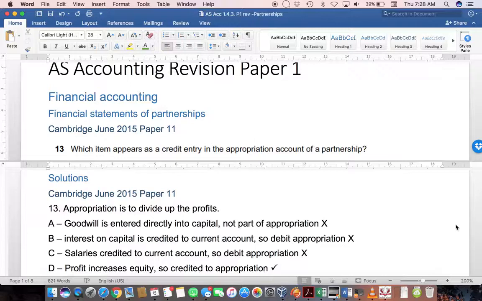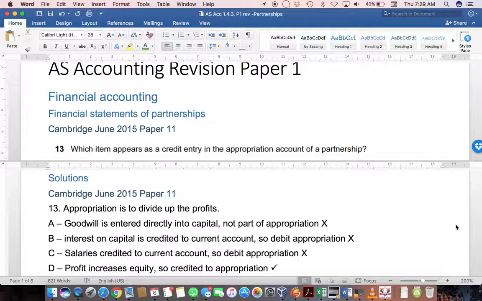A variety of multiple choice questions based on the financial statements of partnerships. Let's look at the first question, which is taken from Cambridge, June 2015, paper 1-1, number 13. Which item appears as a credit entry in the appropriation account of a partnership?